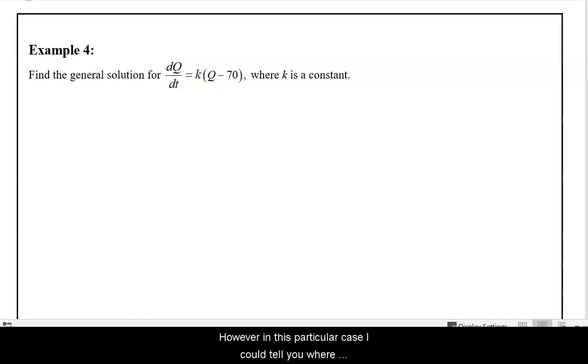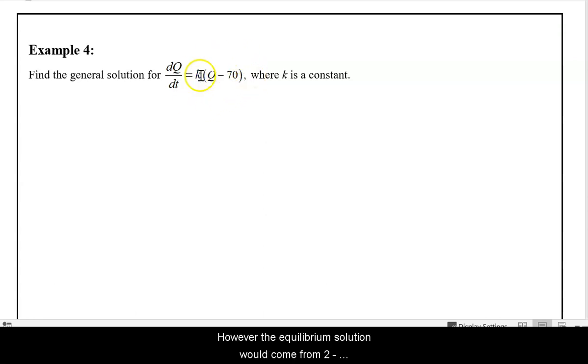However, in this particular case, I could tell you where it's going to be. Remember that you have to be able to separate it into a function of t and a function of the dependent variable, which is q. In this case, there is no t present in the entire equation other than in the differential. That makes this an autonomous equation. And these, of course, are very simple to do by separating variables.